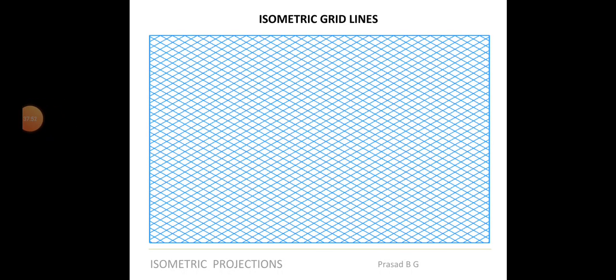Okay, so this is the isometric grid sheets, or grid lines, that are available in your sketchbook. What I would suggest to all the students who have a sketchbook with them is to please pause this video for the time being, get the sketchbook along with you, and then listen to whatever I am saying. Because if you just listen to the video now and then go and look in the sketchbook, you may sometimes get confused.